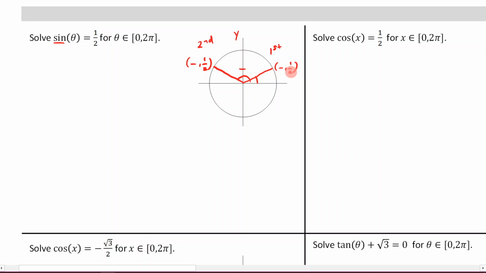We just care about that y. So hopefully that makes sense. These are the angles for which we're going to get a half out. Now, we need to figure out what the reference angle is going to be.